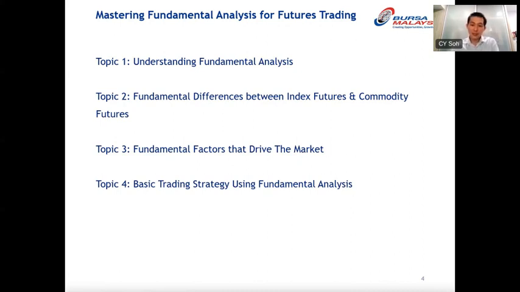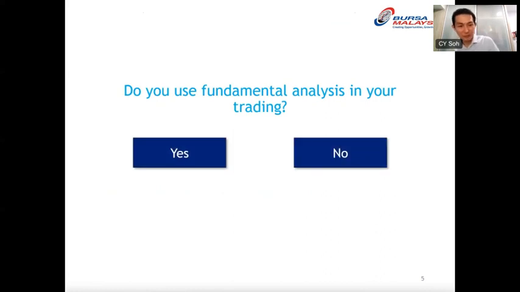By keeping an eye on these factors, you can anticipate market movements as well as adjust your trading strategies accordingly. And lastly, I am also going to share with you how you can incorporate fundamental analysis in your trading, because fundamental analysis can enable you to make calculated risks as well as trades that are based on fundamental factors and increase your chances of success. So are you ready to take your futures trading to the next level? If you are ready, you can type in yes in the chat box, and let's dive into it.